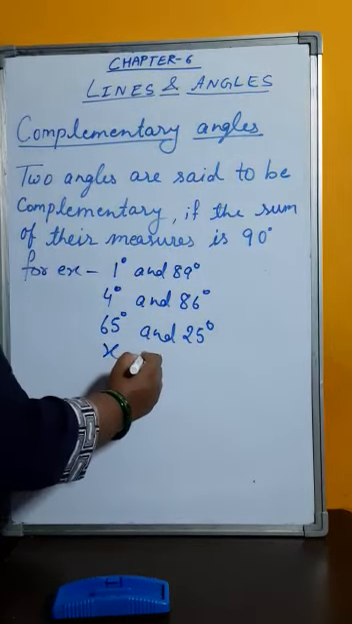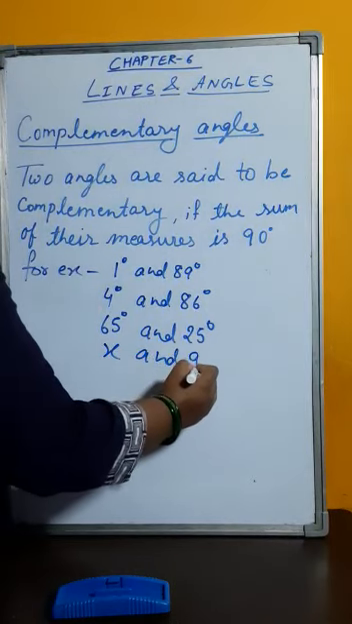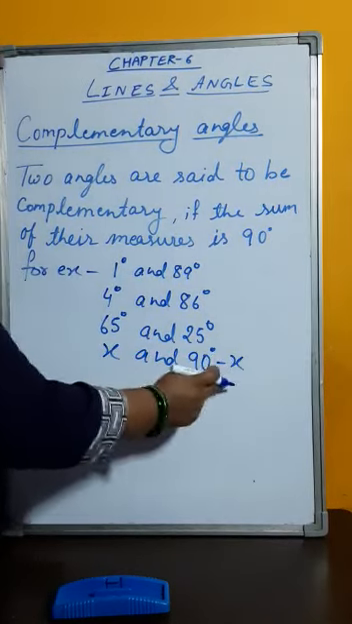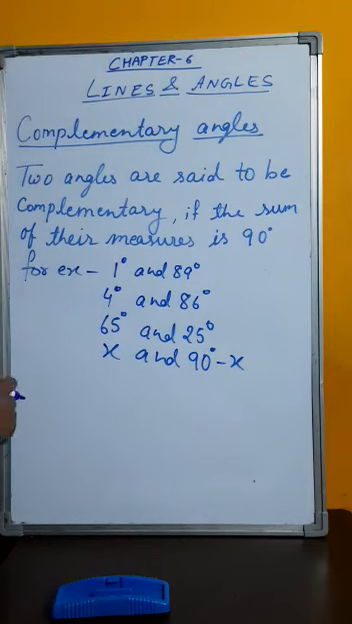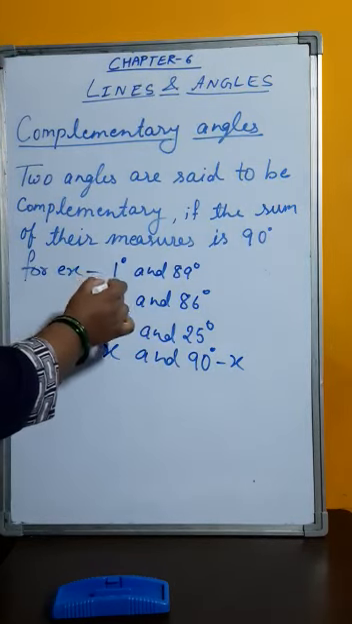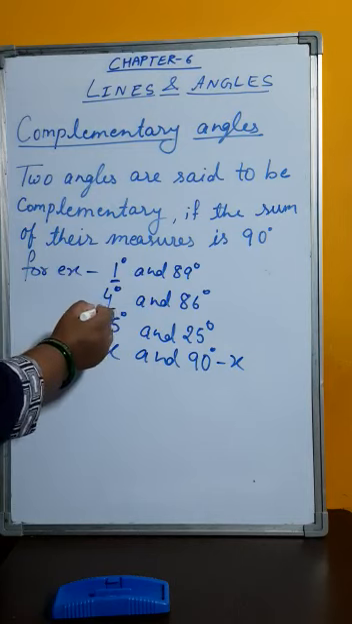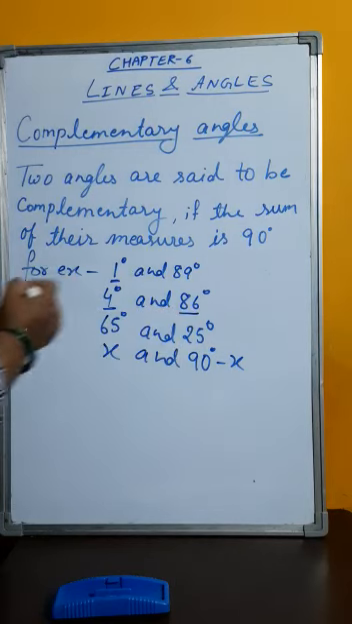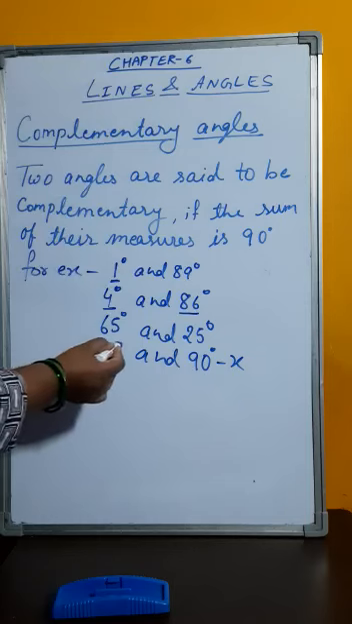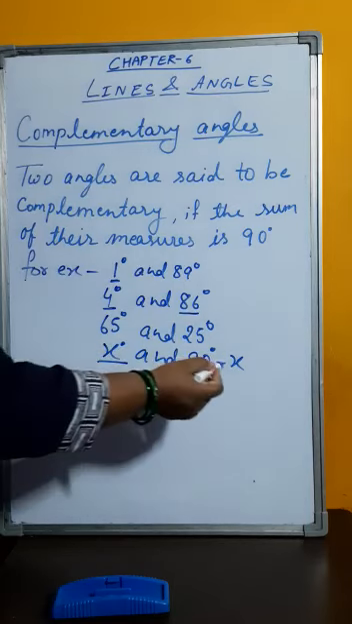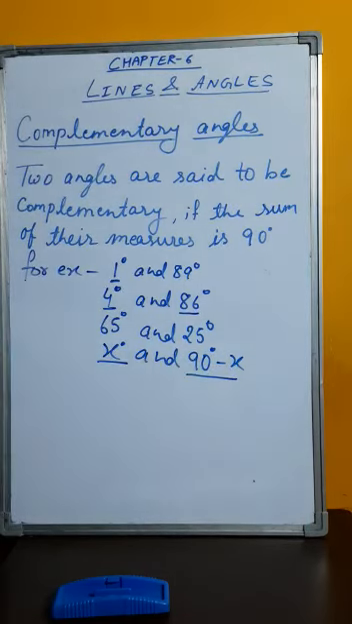If I take x and 90 minus x, the sum of these two is 90 degrees. So 1 degree is said to be the complement of 89 degrees. Similarly, 4 degrees is called the complement of 86 degrees, or x degrees is said to be the complement of 90 minus x degrees.